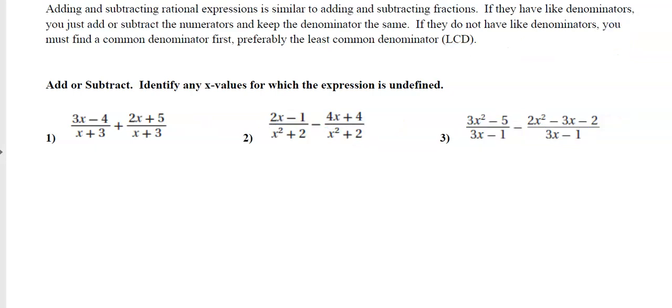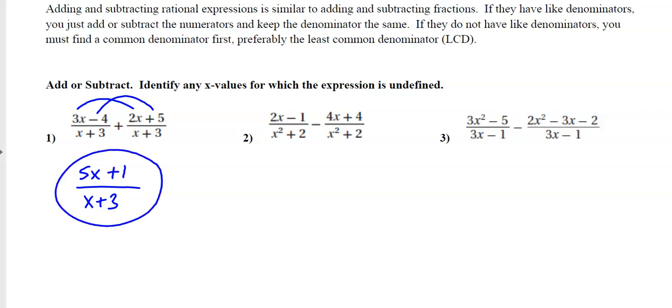So let's get rolling. Number 1, I know that I'm going to keep the bottom the same, and I just need to add the top. So 3x plus 2x, that's 5x. A negative 4 and a positive 5 is a 1. So correct answer, boom. Number 2, similar idea, except here I'm subtracting.